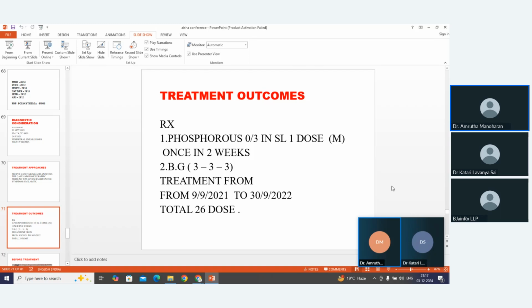The treatment was done from 9/9/2021 to 30/9/2022, and a total of 26 doses of phosphorus were given. Slide number 71, please. 72, please.